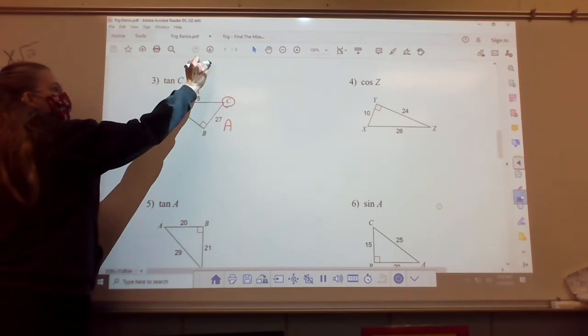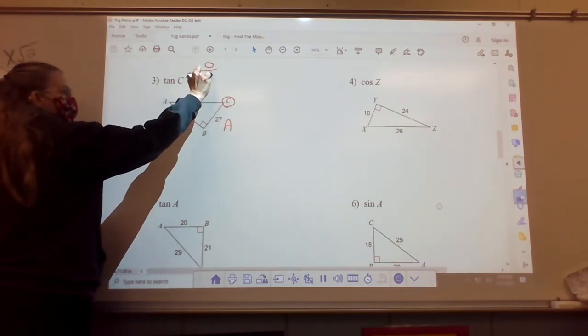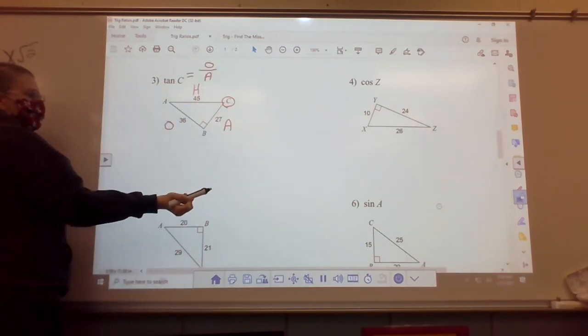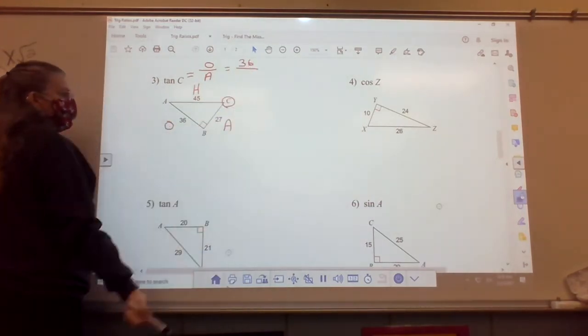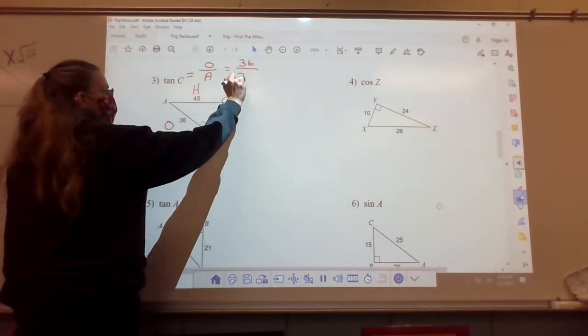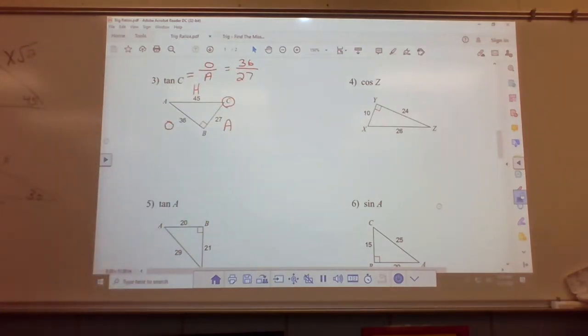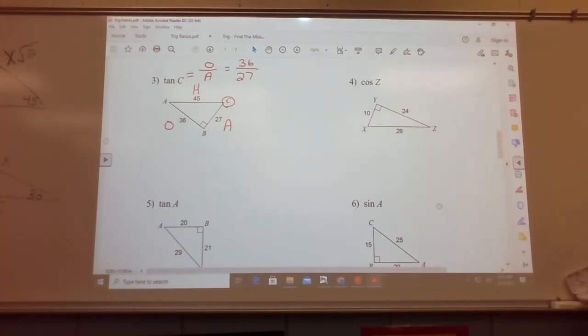Well, tan we said was opposite adjacent, TOA. So opposite, what number is at the opposite? 36. What number is at the adjacent? 27. Now, yes, you could reduce that, but I'm not even worried about you reducing it. It's one more place you might make a mistake. You can type that number in just as well as you can type a reduced fraction in when you get to the next step. So don't even worry about reducing. Just leave it 36 over 27. The first 3, are we okay?